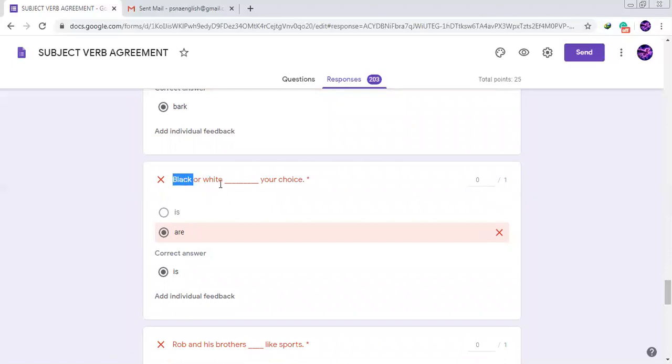And black or white, that's your choice. Two singular subjects combined by "or" is singular. I told you, two singular subjects combined by "or" is singular. So the correct answer is "is".